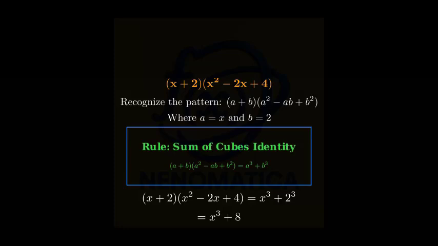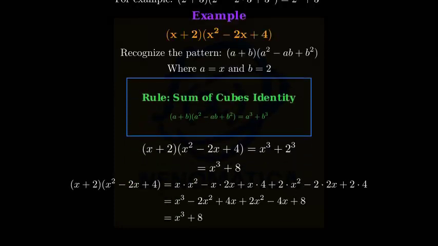Let's verify this by expanding the left side of the equation. When we multiply x plus 2 by x squared minus 2x plus 4, we would get x cubed minus 2x squared plus 4x plus 2x squared minus 4x plus 8, which simplifies to x cubed plus 8, confirming our answer. Let's move on to our second example.